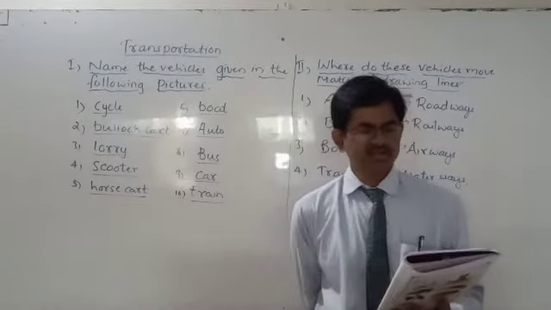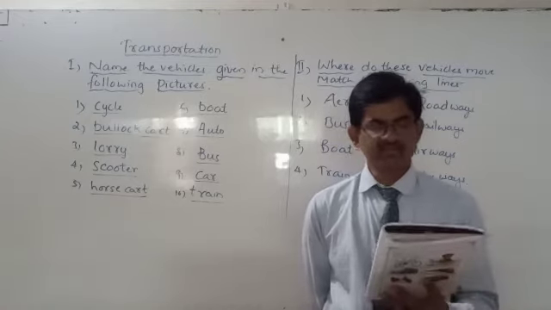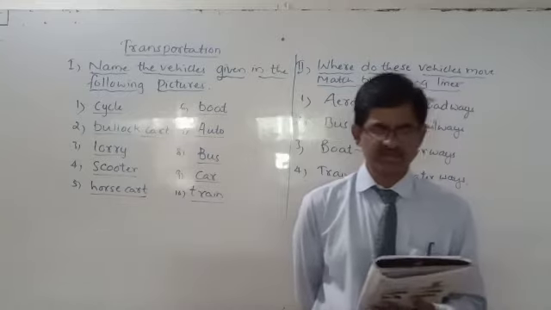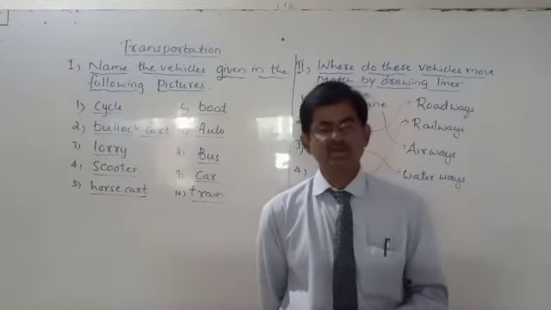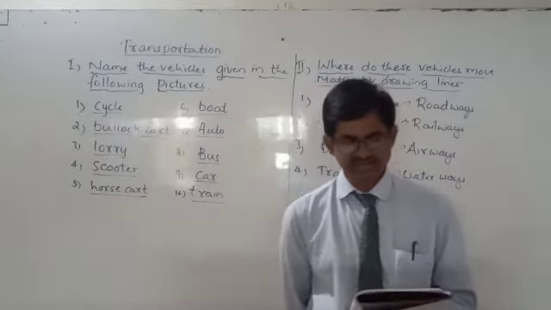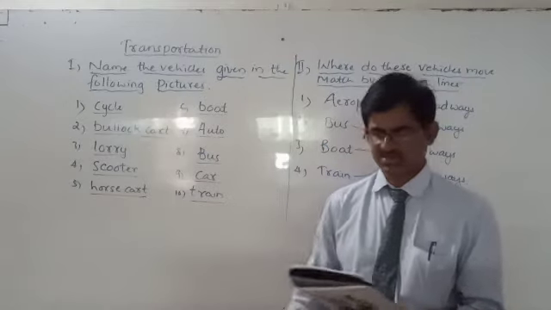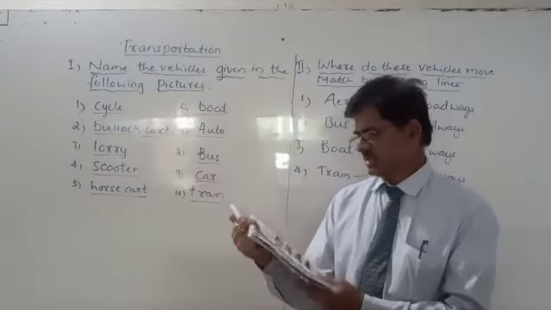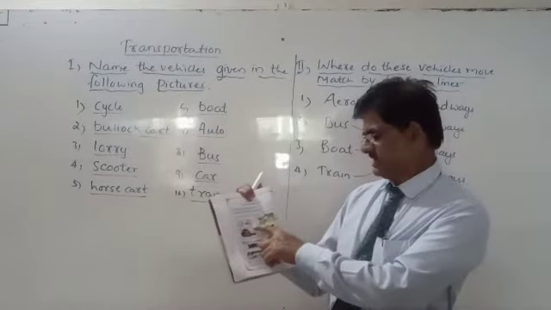The bicycle is here. It carries one or two people, and it will also carry some luggage. But it is used for short distances. It will go for short distances. Understood? So you can see the bicycle here. This is called a cycle.